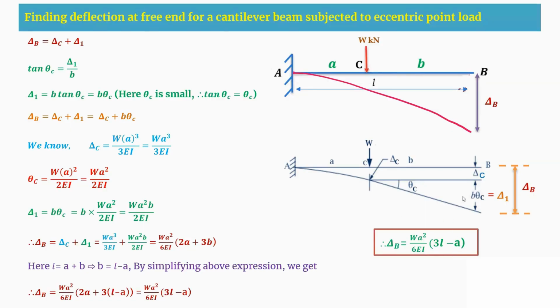So this is the deflection at the free end when we have an eccentric point load at this C position. By using this deflection expression, I am going to solve the rest of the problem. This is how we derive the deflection for a cantilever beam when it is subjected to an eccentric point load. Next slide. In this slide, we will see how we are going to calculate the reactions.